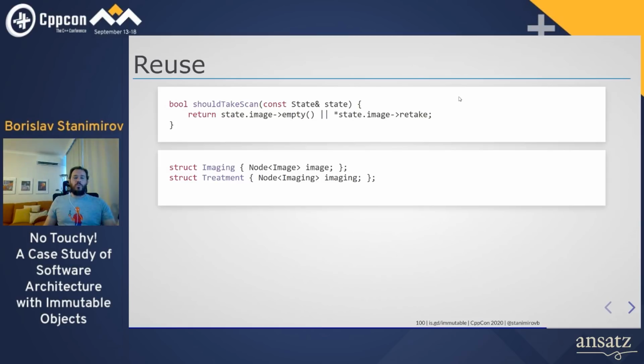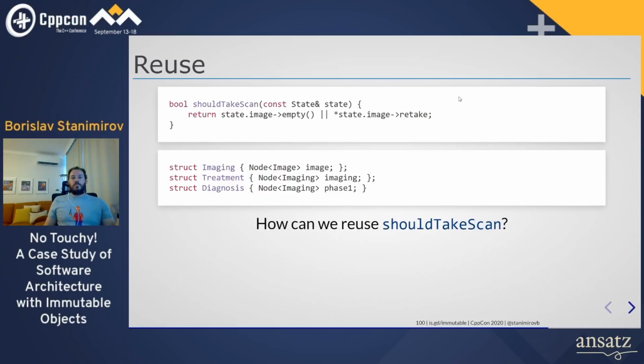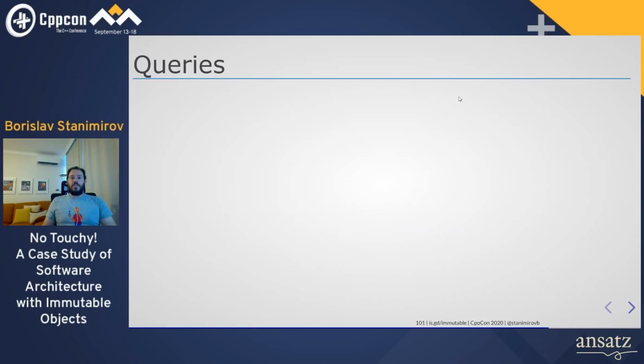We want to use it with treatment, which also has imaging inside, and it's called imaging. And say we have a diagnosis workflow, which also has imaging inside, but it's named phase 1 because someone decided that's the best name for imaging inside of diagnosis. So how can we use should_take_scan in this case?